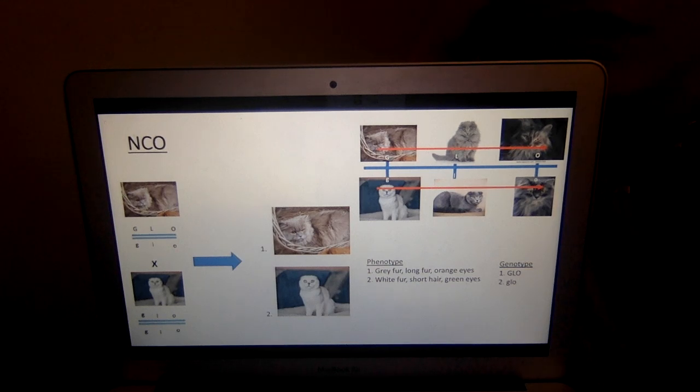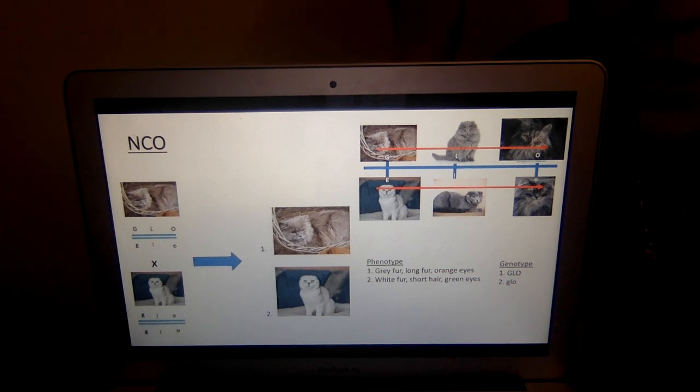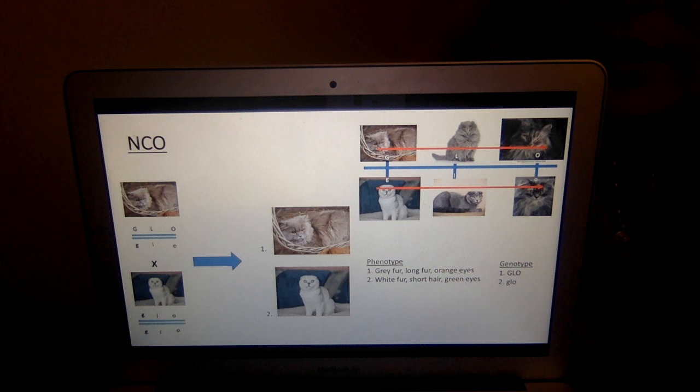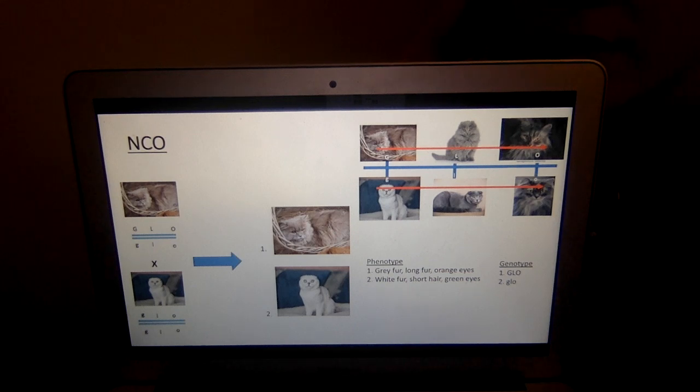Here are the gametes. There is no crossover here, and they have more of a chance of looking like their parents because there's a less likely chance for a recombination to occur. And so you see that we have gray fur, long fur, orange eyes, and white fur, short hair, and green eyes.